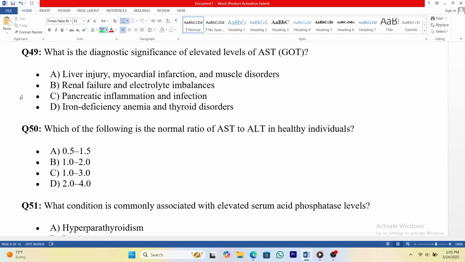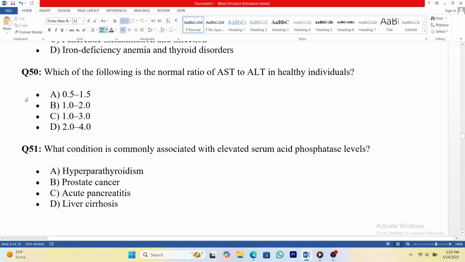A. Liver injury, myocardial infarction, and muscle disorders. B. Renal failure and electrolyte imbalances. C. Pancreatic inflammation and infection. D. Iron deficiency anemia and thyroid disorders. Answer: A. 50. Which of the following is the normal ratio of AST to ALT in healthy individuals?